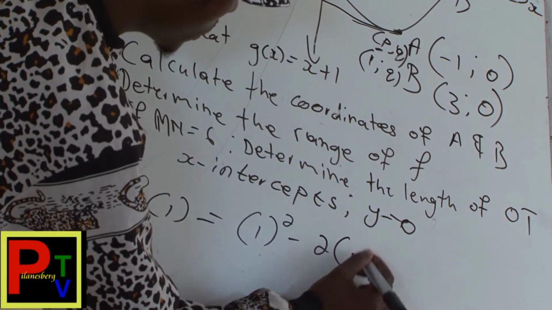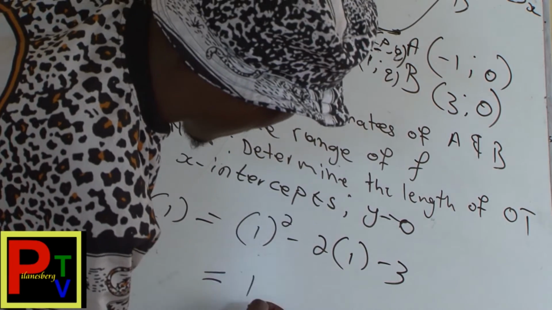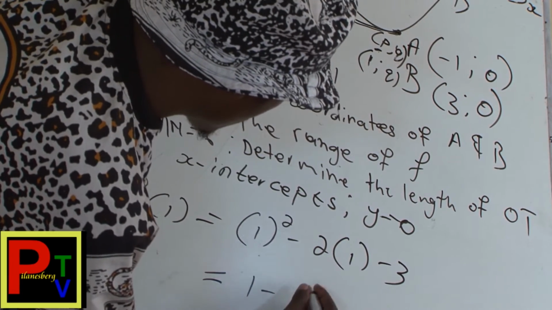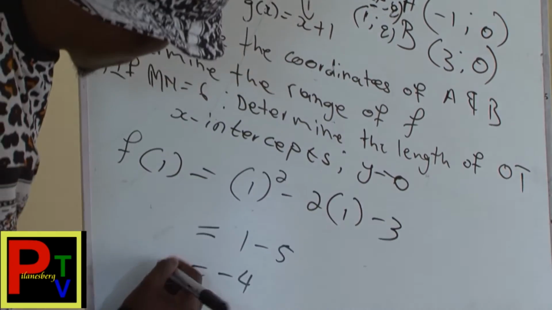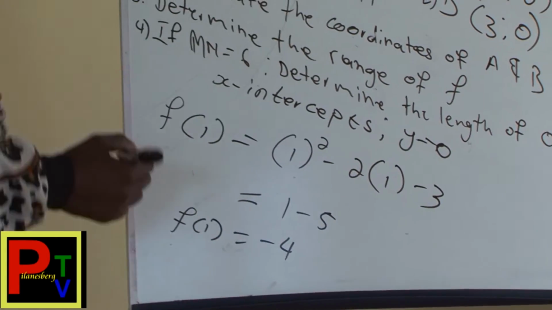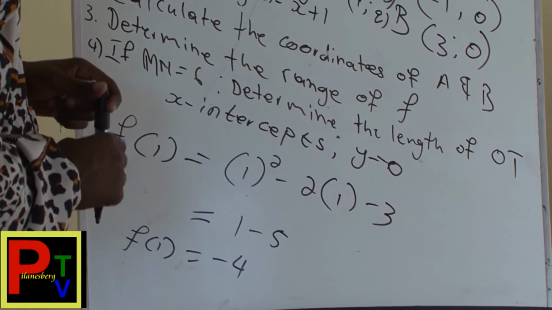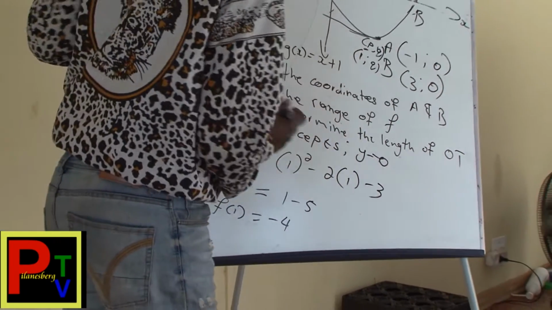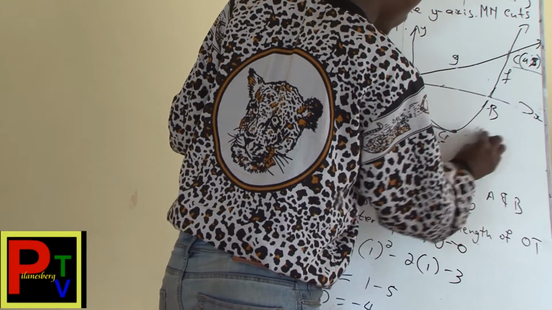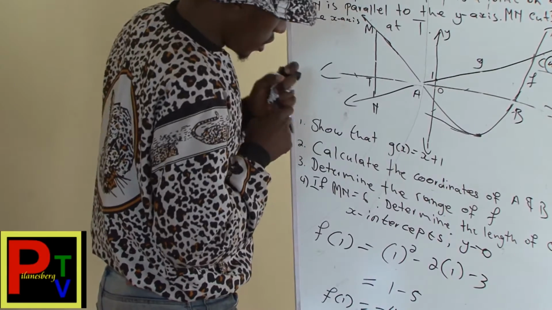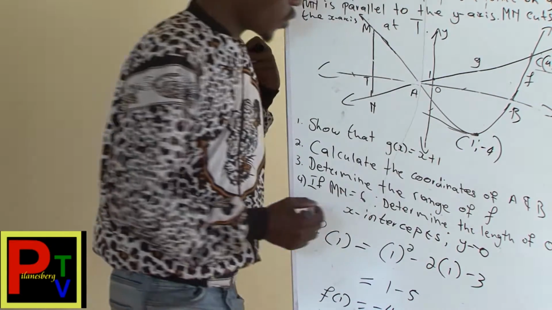Wherever you see x, you put 1, minus 3. So this is 1 minus 5. That is negative 4. Therefore, f of 1 is equal to negative 4. Therefore, it means our y is equal to negative 4. Therefore, this is our q. That is our q. It means the coordinate of the turning point is 1 and negative 4 now.